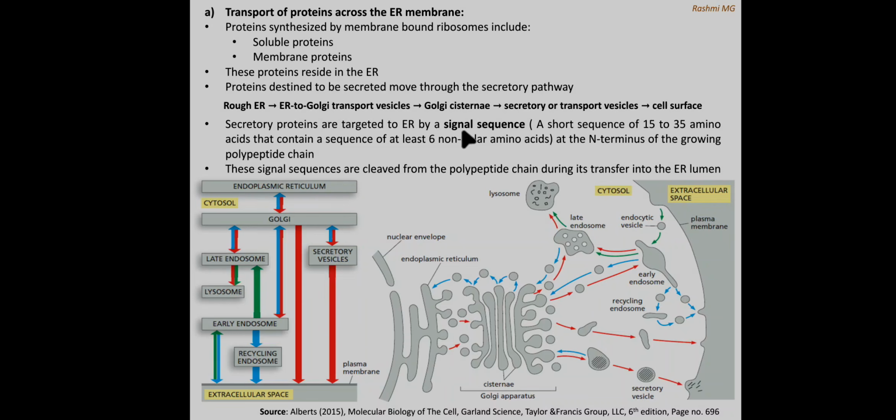Secretory proteins are targeted to the ER by a signal sequence. In the first class I said, for protein transport, the protein to be targeted should have a signal sequence as its tail. In its tail there is a particular sequence, that is the signal sequence. Secretory proteins are targeted to the ER by a signal sequence. What is this signal sequence?